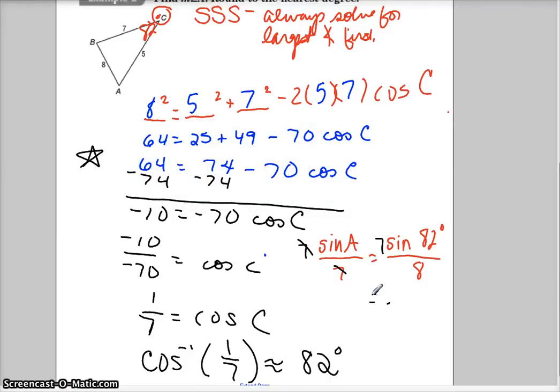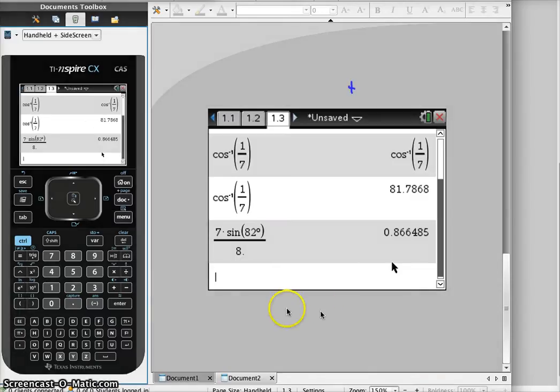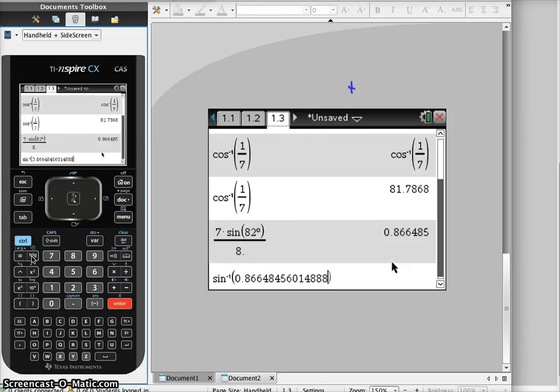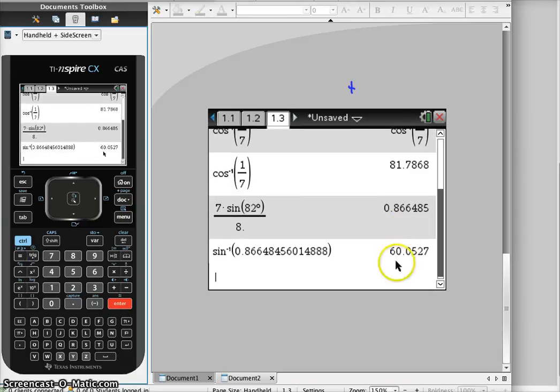Now remember, we have not yet solved for A. That 0.8665 is the sine of angle A. So if you had a right triangle, this would be like opposite over hypotenuse. So remember, to actually calculate the angle, we have to use the inverse sine function. So let's do that now. And that gives me an angle of 60 degrees.